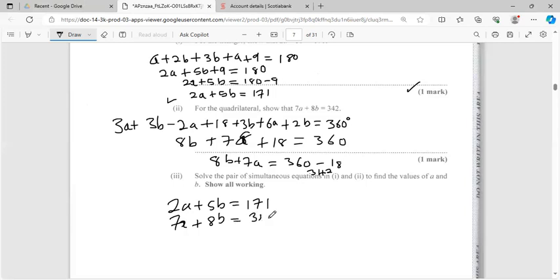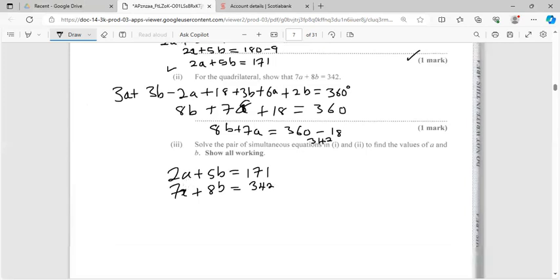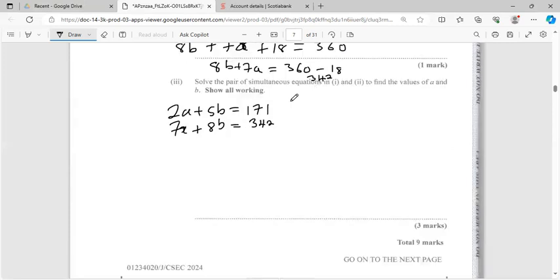So it's quite a big number. So I'm going to use the elimination method. Alright, they give us enough space so we don't have to worry. So I'm going to multiply this by 8 and this by 5. Alright, 8 times 2, that's 16A. 8 times 5, 40. And of course, 8 times 171 is 1,368. 8 times 7, 56. 8 times 8 is 64.